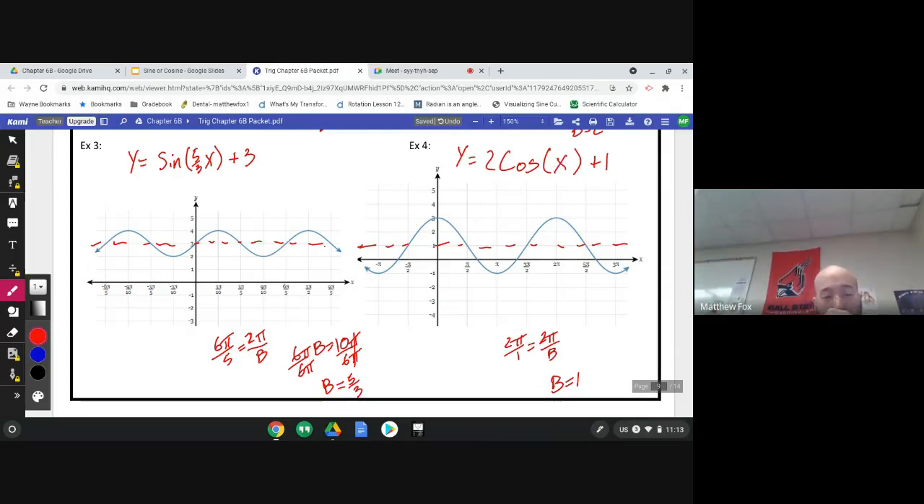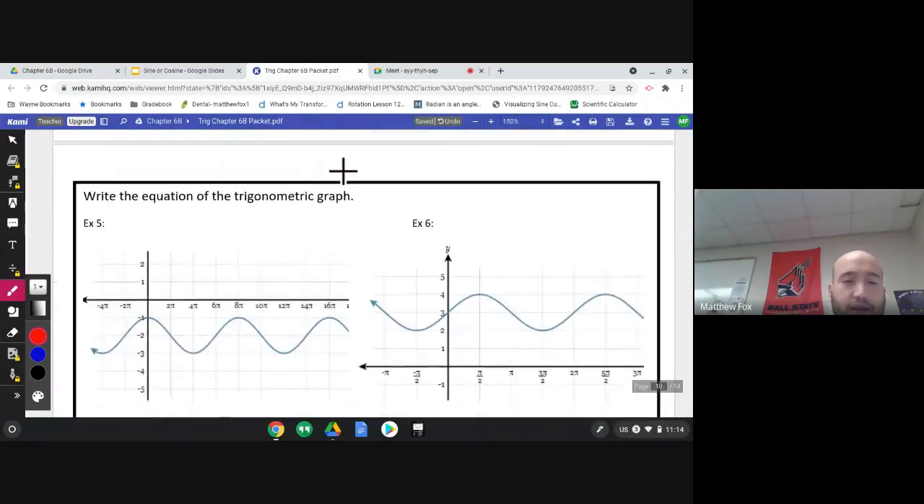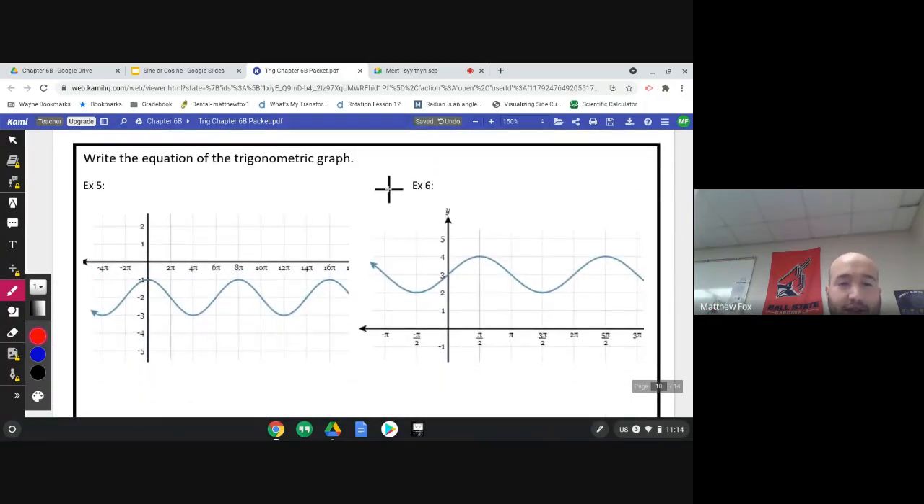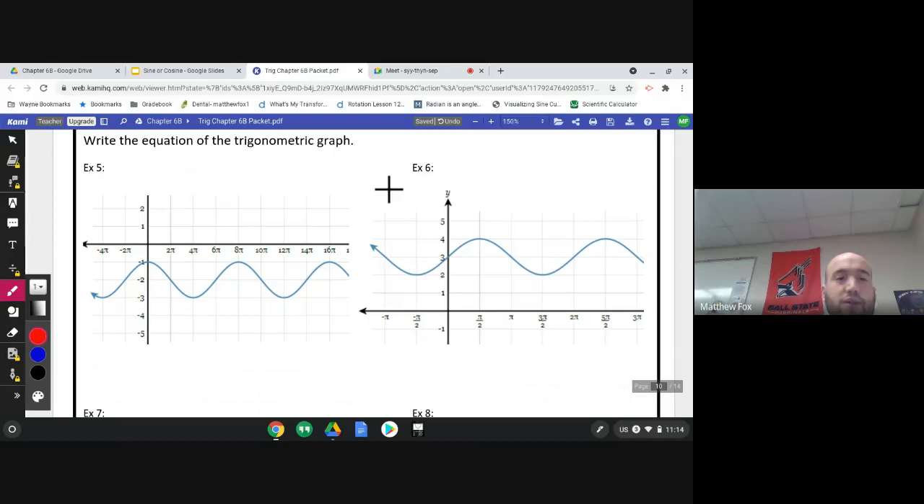So that's 4 examples. Flip it to the back. We got a few more. If I were you, maybe pause it. Try these on your own. Okay. So there is going to be then a Delta Math assignment today, doing some work with this.